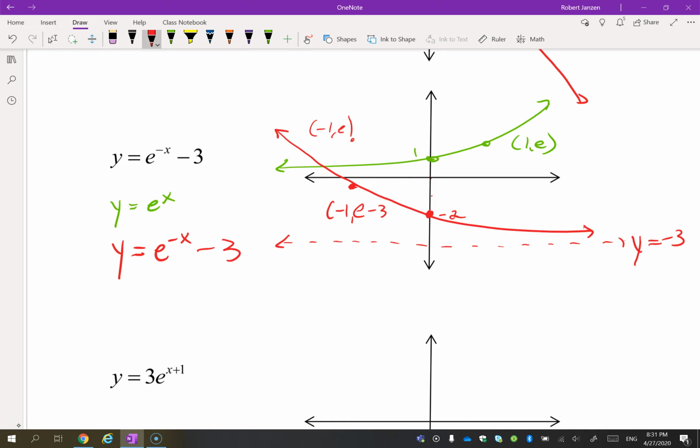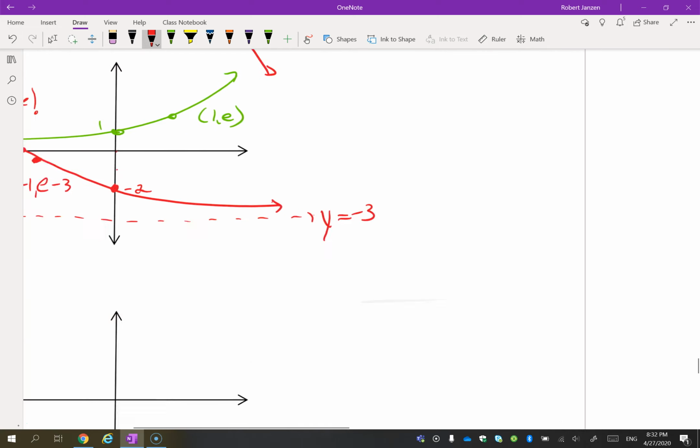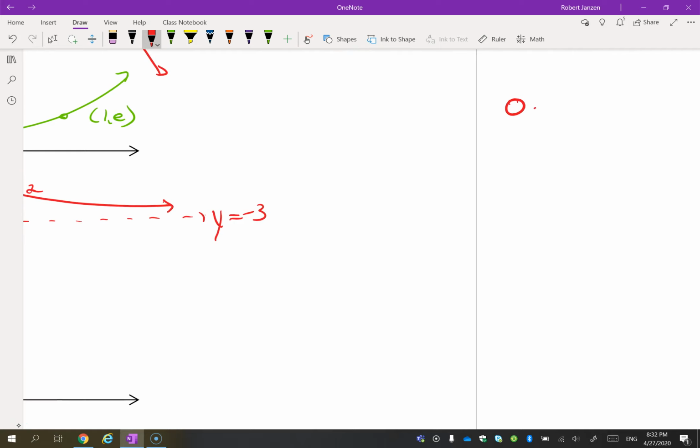So the only problem with this is we suddenly have an x-intercept we need to figure out. What do we do with the x-intercept? Y is 0. So you're going to have 0 is e to the negative x minus 3. How do you solve that? Well, let's go over here and take a little more room. So e to the negative x minus 3. Let's add 3 to both sides.